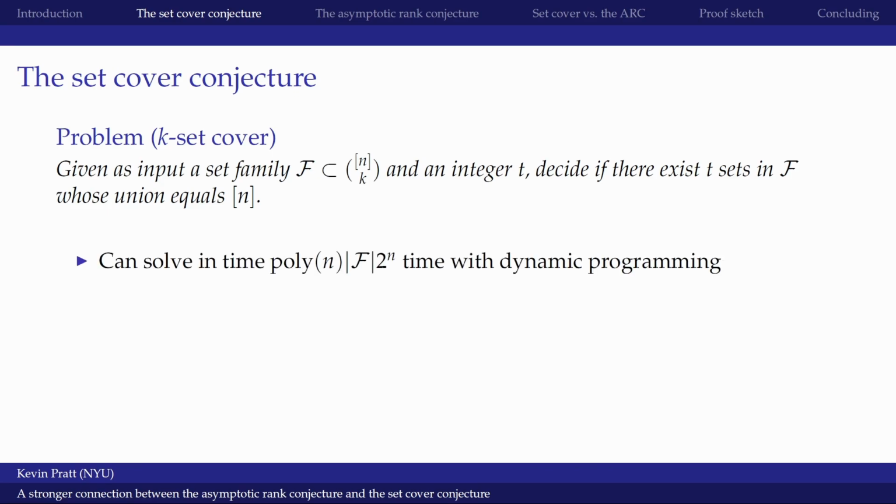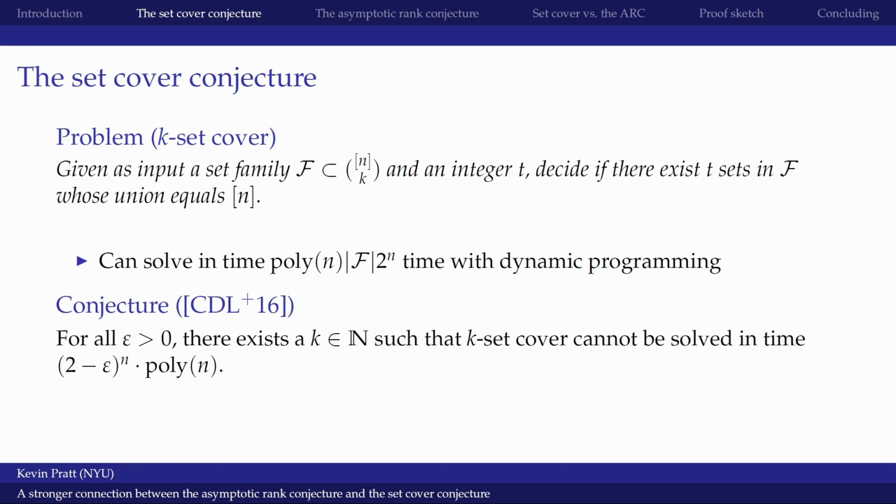It's been known since probably at least the 50s that this problem can be solved in time some polynomial in n times the size of the set family times 2 to the n, just by some simple dynamic program. And the set cover conjecture states that for large enough k at least, this simple dynamic program is essentially the optimal algorithm. More formally, it says that for any epsilon greater than 0, there exists some natural number k such that k-set cover cannot be solved in time (2 minus epsilon) to the n.